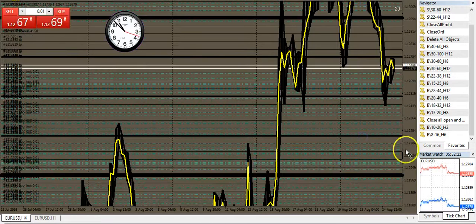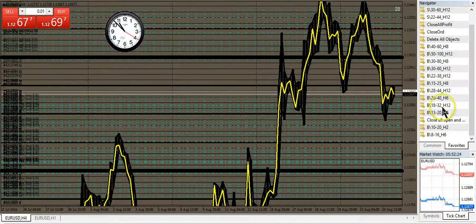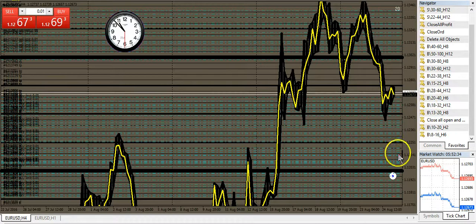Okay. And then I could place these things 12 hours with an 18 pip stop to make, what is it, 18 to make 32 pips. That's doable. Okay, looks like I might get filled on these. Anyways, that's my 2 cents on that.